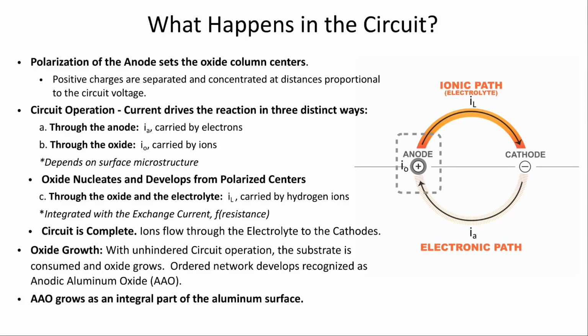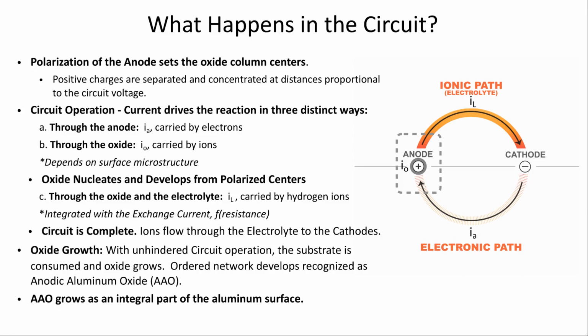This should help us all be able to envision how that circuit operates. So what happens there? Remember the circle in the middle of the anodizing tank two slides ago? Well, this is that same circle, and we're going to focus our attention at that transition area around the anode. The applied current density that we set is what is utilized to transform into a polarized or voltage response. This is what sets the oxide column centers across the anode.